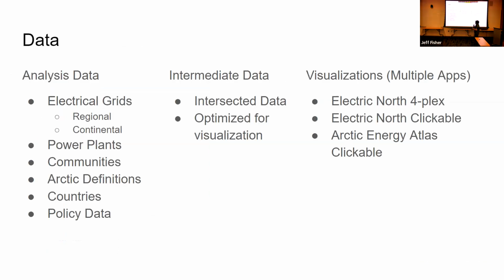I worked with multiple kinds of data. First was the analysis data, which is the initial data given to me, which is just electrical grids, power plants, communities, Arctic definitions, and more. And then the intermediate data is data that I had to mess with myself, which is just intersecting different grids and filtering out data based on that. And then last, I had the visualizations that I made, which is the Electric North 4plex, Electric North clickable, and the Arctic Energy Atlas app clickable.